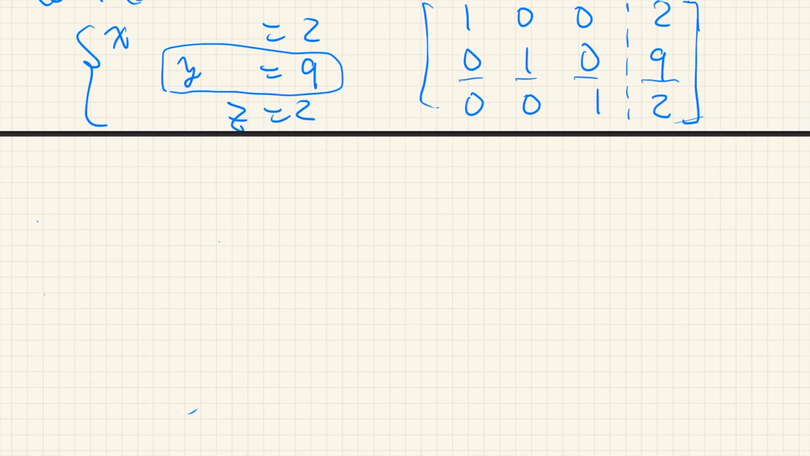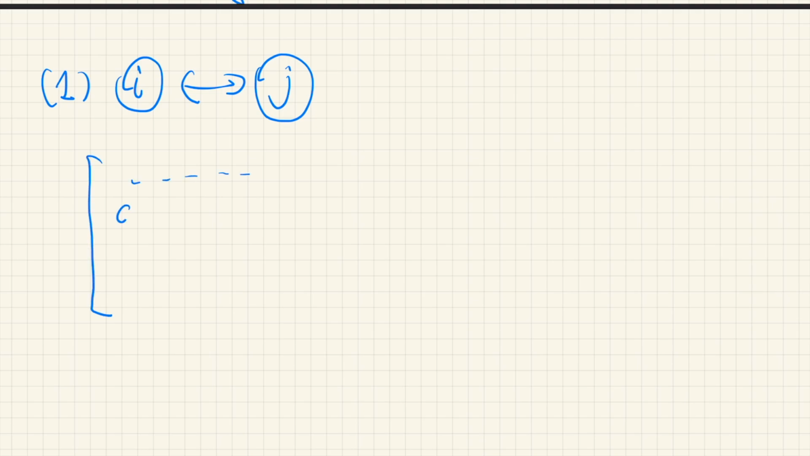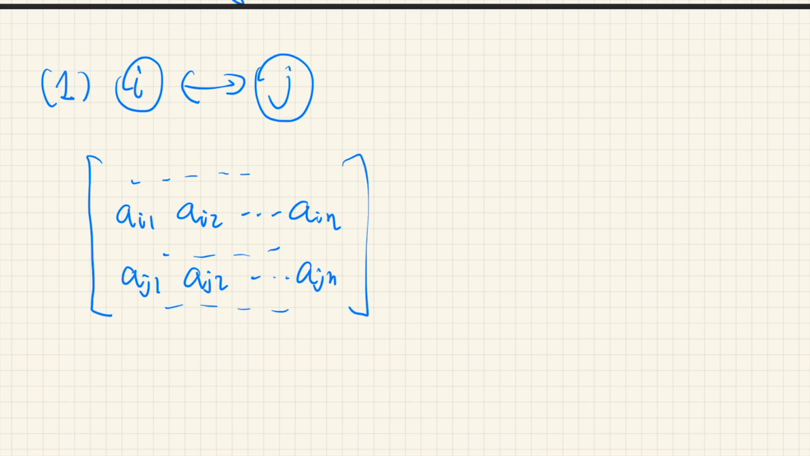So let's summarize this. First, we swap the ith row and the jth row. So if we have a matrix like this, AI1, so this is the ith row, AI2, and so on, AIN, and the jth row, AJ1, AJ2, and so on. So we just ignore all of the other rows. As a result of this operation, swapping the ith row and the jth row, we have the matrix.